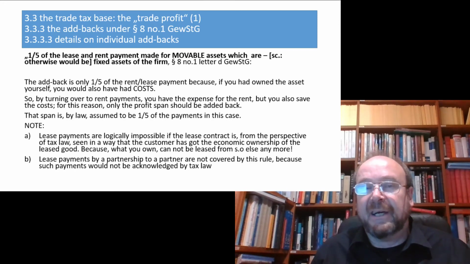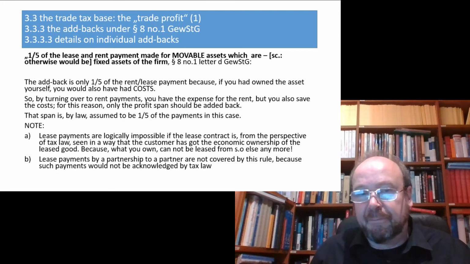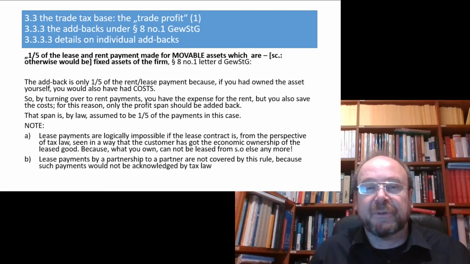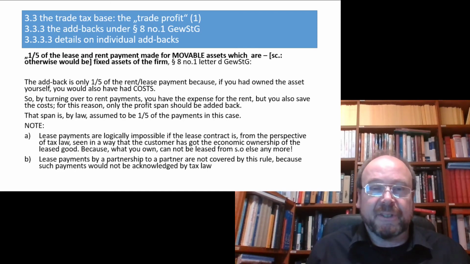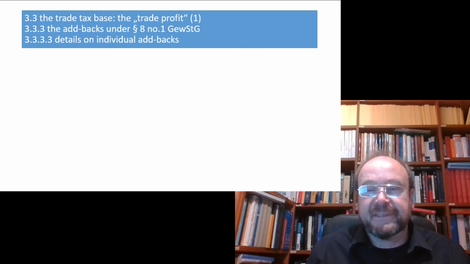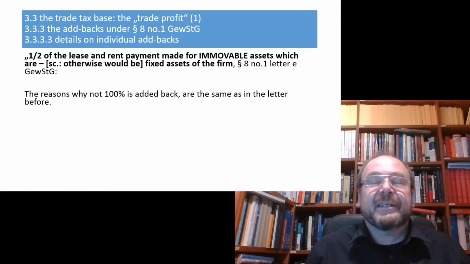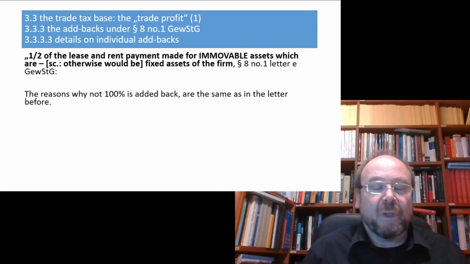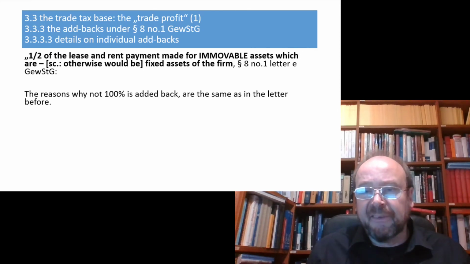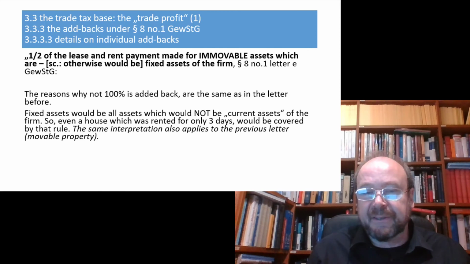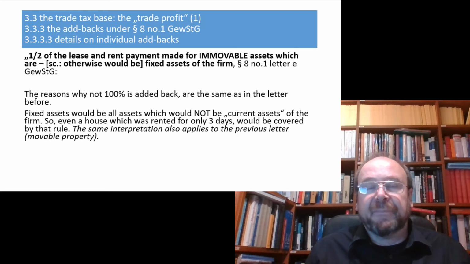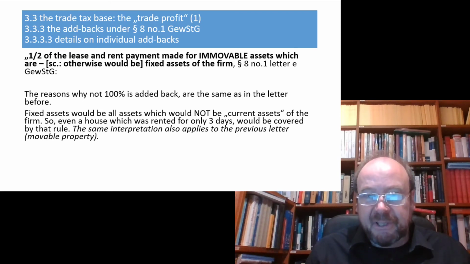As you know, that would be just giving the partner in question an additional profit share and would not have been booked and acknowledged as expense, for tax purposes at least. In case of house lease and rent contracts, the profit span is assumed to be higher, here 1/2, 50%. The reasons why not 100% is added back are the same as before. Fixed assets in that case are all the assets which would not be current assets. So if you had bought them, they would have been fixed assets.